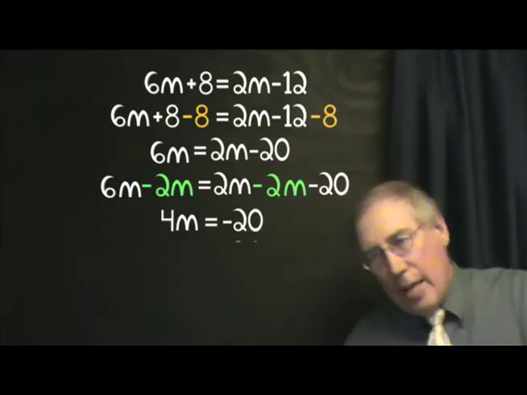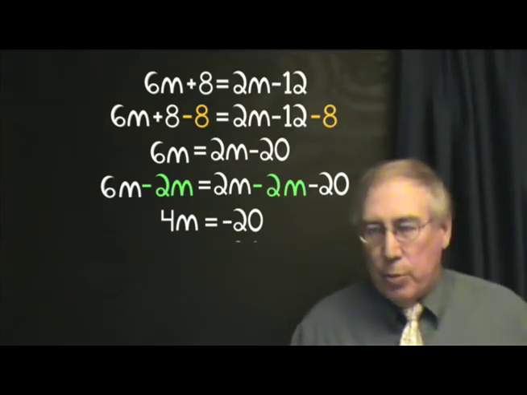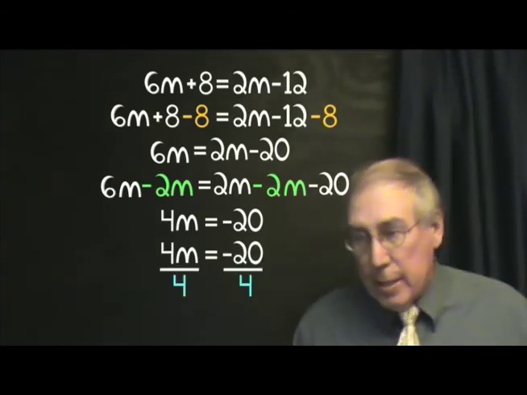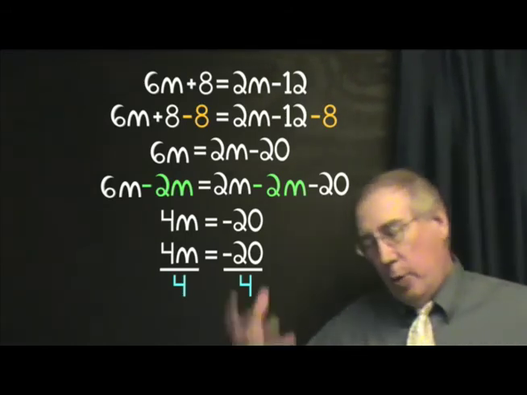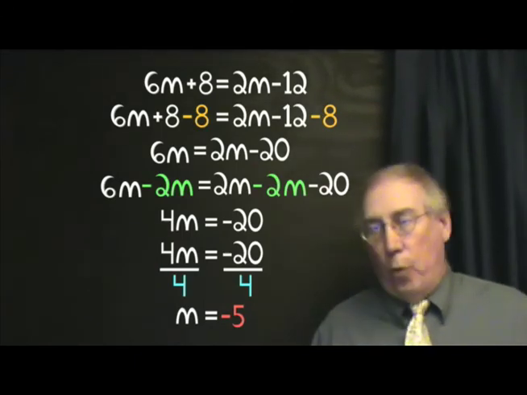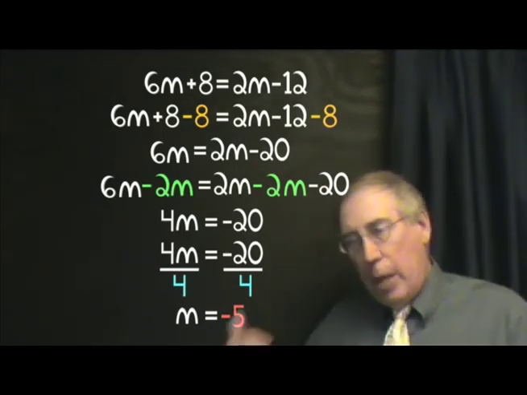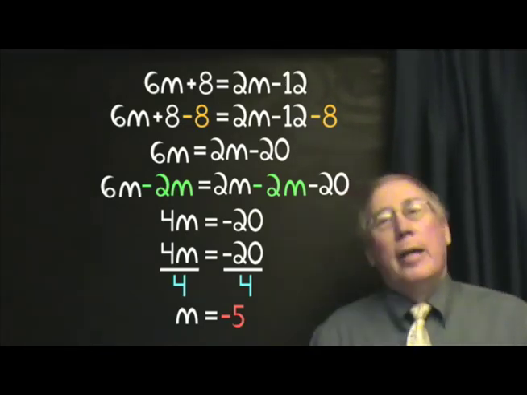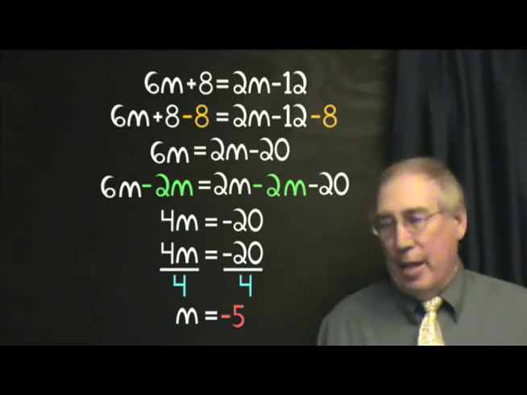Now let's get that 2m onto the left side by subtracting 2m from both sides. So on the left-hand side, we get 4m. On the right-hand side, we get negative 20. Divide through by 4, and notice that you have a positive 4 into a negative 20. The signs are different, so you're going to come up with a negative 5 for the answer.